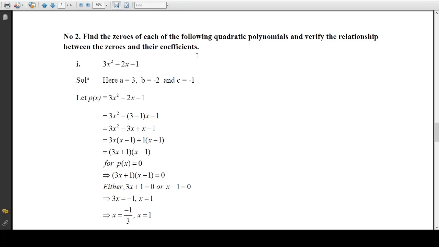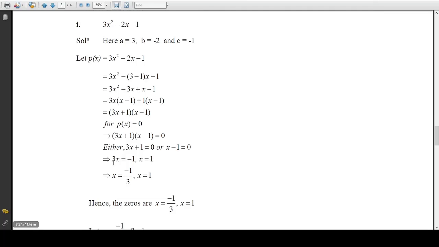Again, for the polynomial, for finding the zeros, this means for p(x) equals 0, this means (3x plus 1)(x minus 1) should be 0. This means either 3x plus 1 should be 0 or x minus 1 should be 0. From here you will get 3x equal minus 1, x equal 1. Taking this minus to the right side will become plus. Then x will be minus 1 by 3 and x equal to 1 here. Hence the zeros of this given polynomial are minus 1 by 3 and 1.